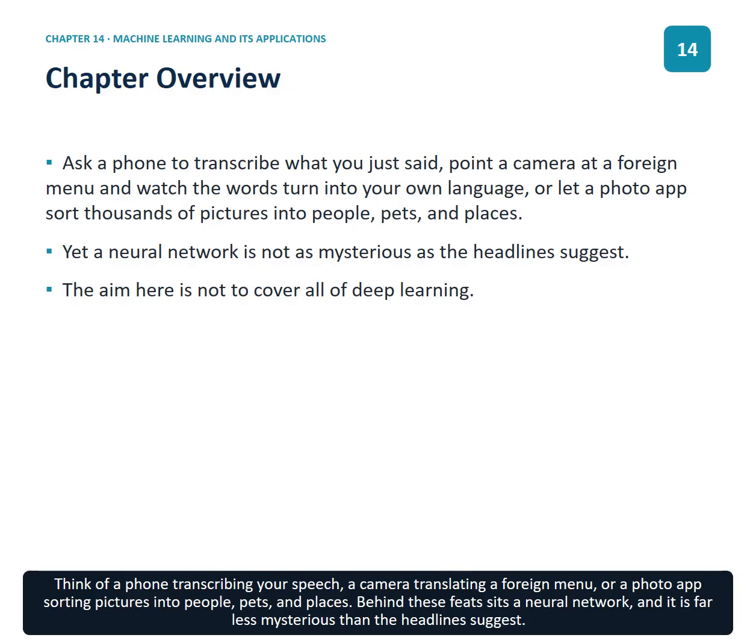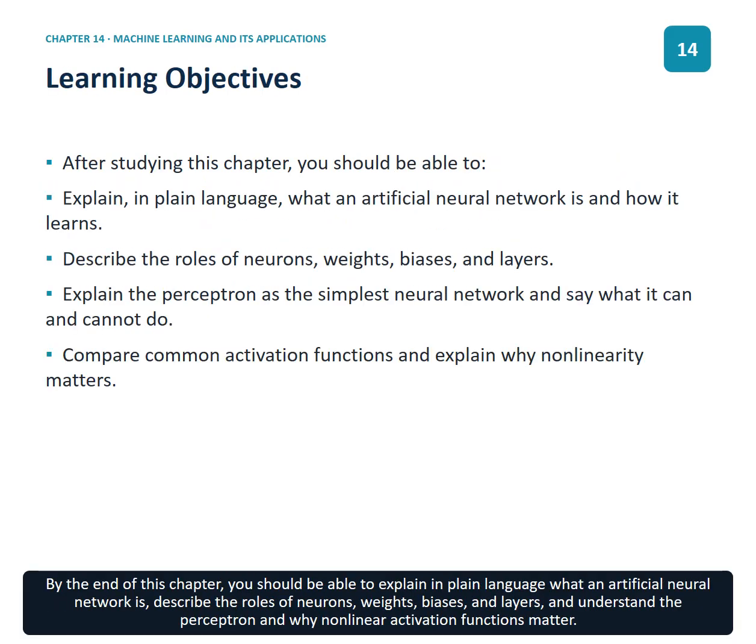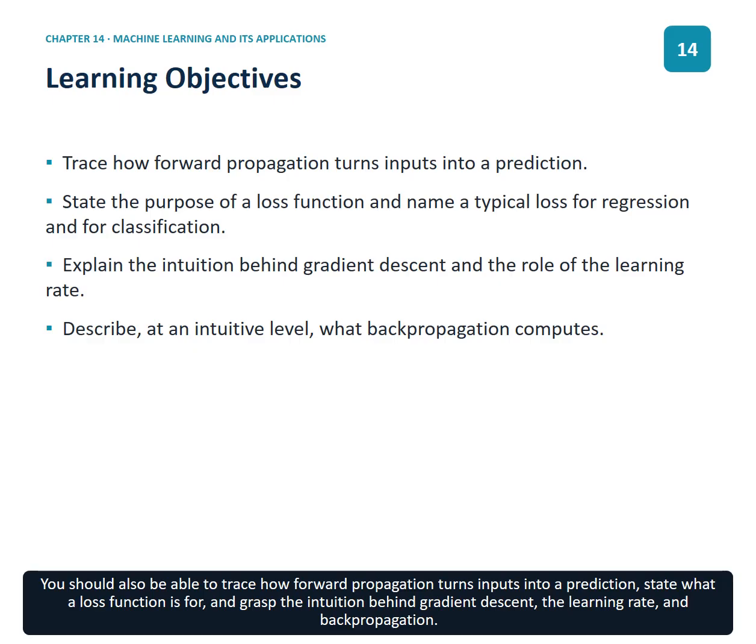Think of a phone transcribing your speech, a camera translating a foreign menu, or a photo app sorting pictures into people, pets, and places. Behind these feats sits a neural network, and it is far less mysterious than the headlines suggest. By the end of this chapter, you should be able to explain in plain language what an artificial neural network is, describe the roles of neurons, weights, biases, and layers, and understand the perceptron and why nonlinear activation functions matter. You should also be able to trace how forward propagation turns inputs into a prediction, state what a loss function is for, and grasp the intuition behind gradient descent, the learning rate, and backpropagation.